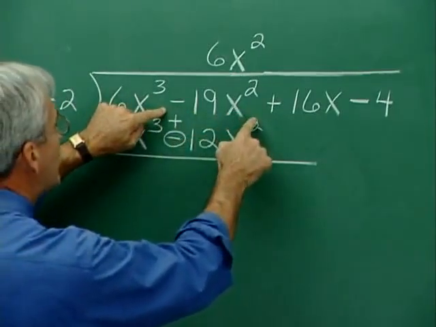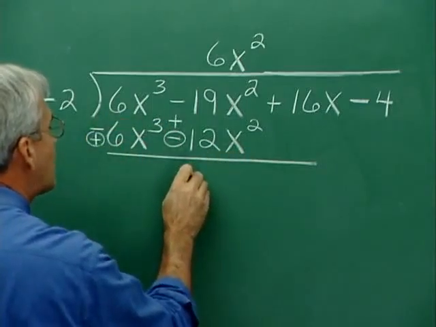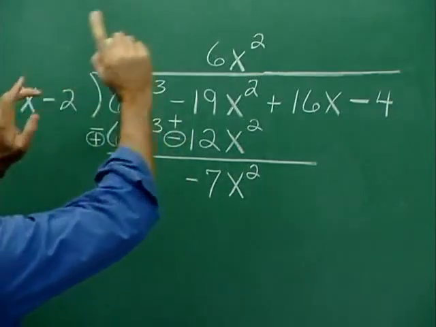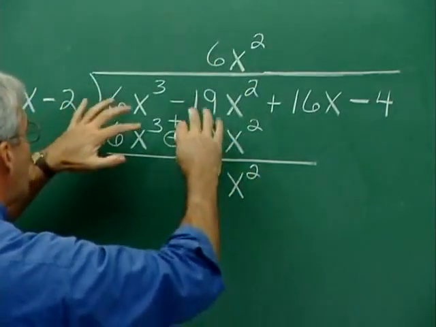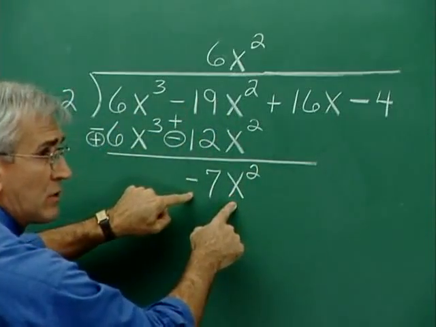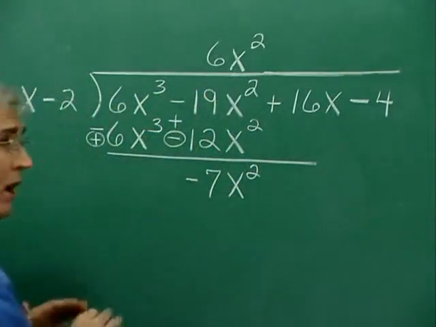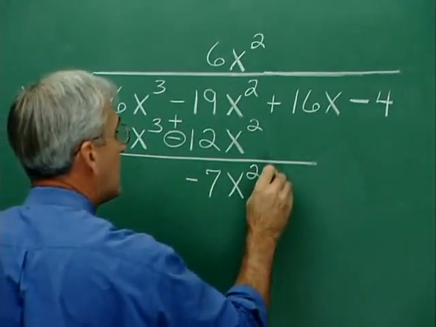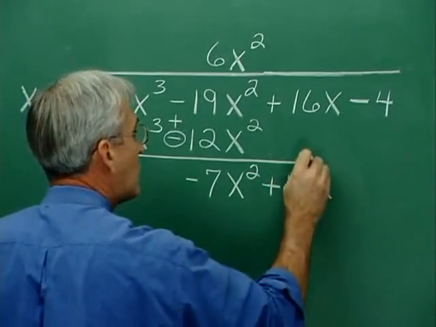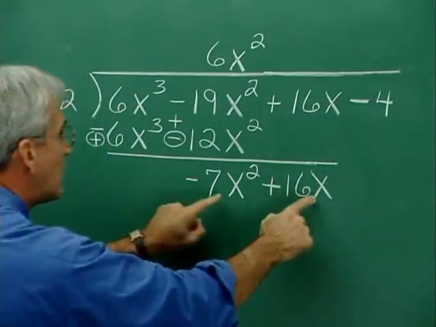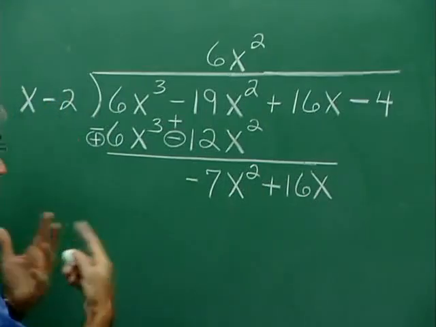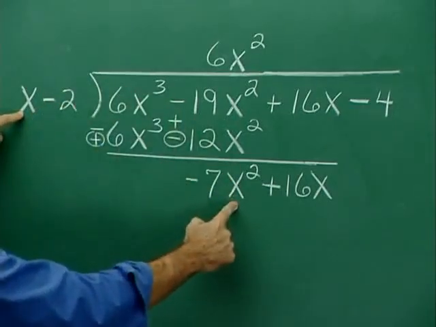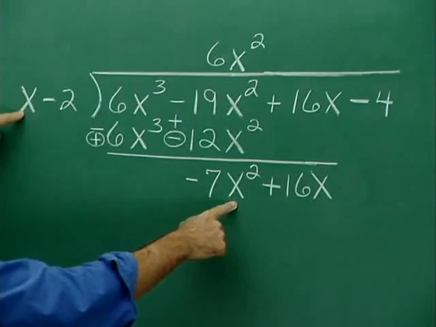All right, I'm collecting negative 19x squared with plus 12x squared. That's negative 7x squared. So we've identified the item up here, multiplied, subtracted, and we get this as the result. This is the difference of those two. Now our prescription in long division would be to bring down the next term and start the process again. So we bring down plus 16x, and away we go. We say x minus 2 goes into this binomial how many times? Well, we think x goes into this first term how many times? x goes into minus 7x squared minus 7x times.